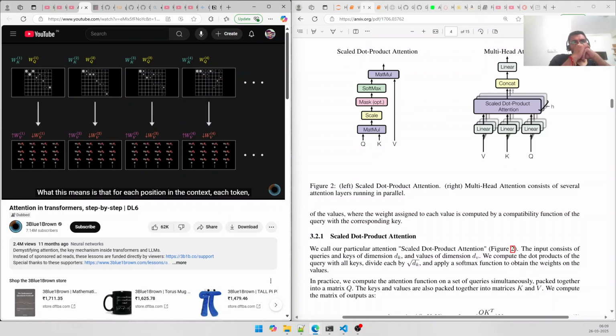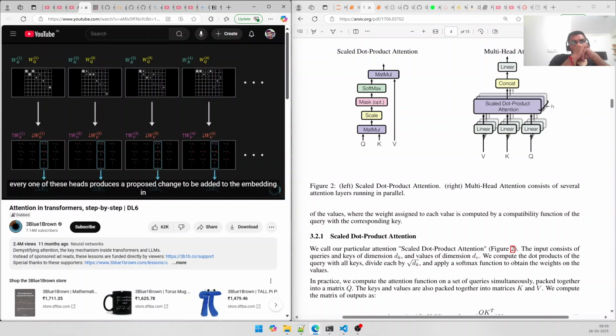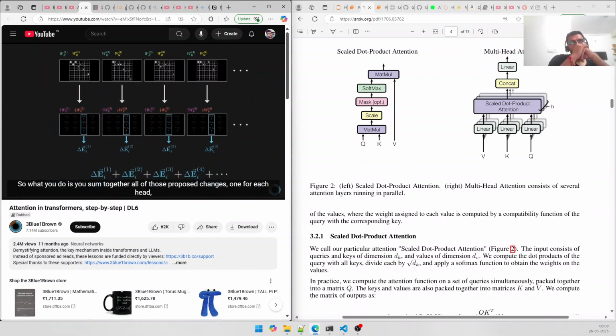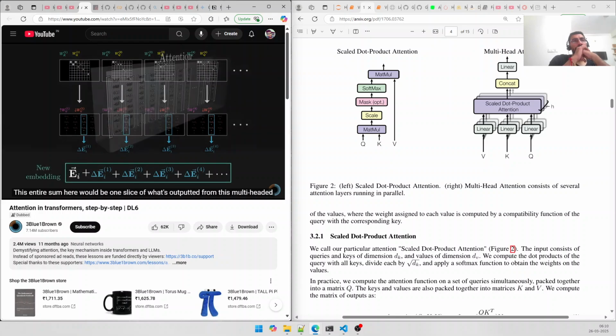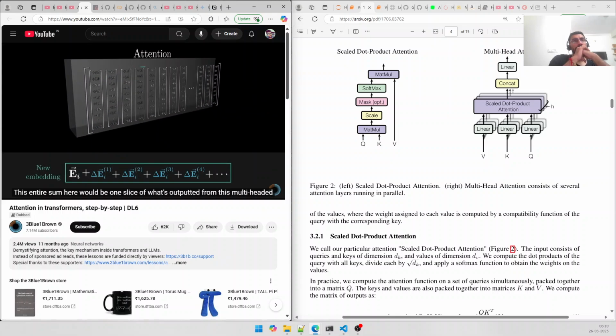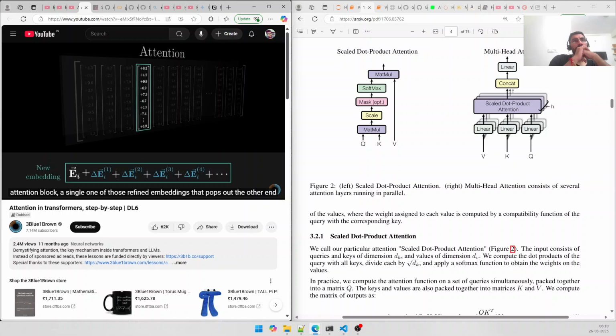What this means is that for each position in the context, each token, every one of these heads produces a proposed change to be added to the embedding in that position. So what you do is you sum together all of those proposed changes, one for each head, and you add the result to the original embedding of that position. This entire sum here would be one slice of what's outputted from this multi-headed attention block, a single one of those refined embeddings that pops out the other end of it.